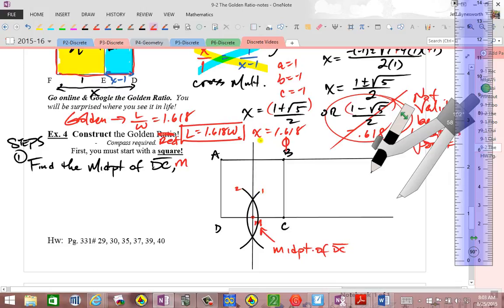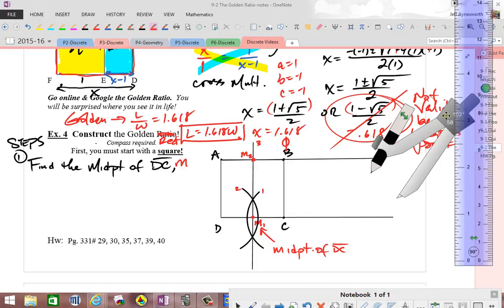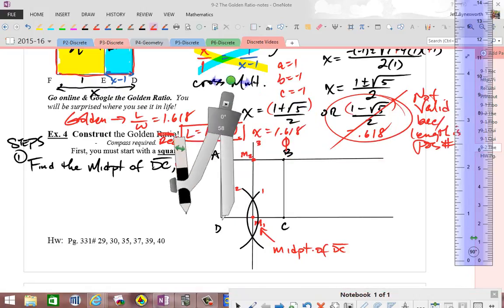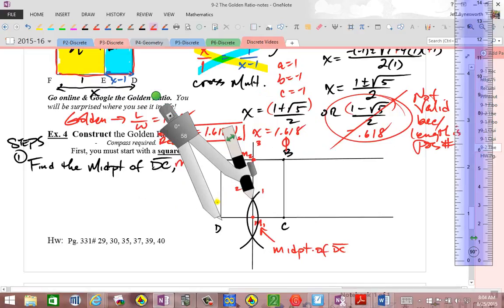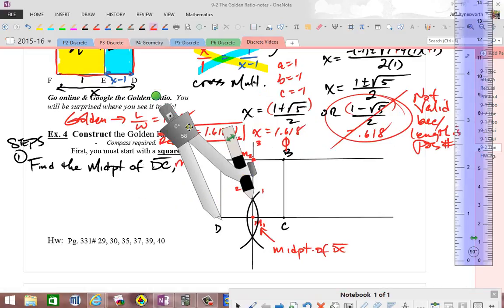Step 1, step 2, step 3, and I actually find 2 midpoints. I find another one up here. So we'll call this one M1, this one M2. This construction is fairly simple, and we're almost done here, believe it or not. What we do is we adjust our compass from M1 to B. So watch me first before you do it. It's always easier to watch first. So I adjust it from M1 to B.